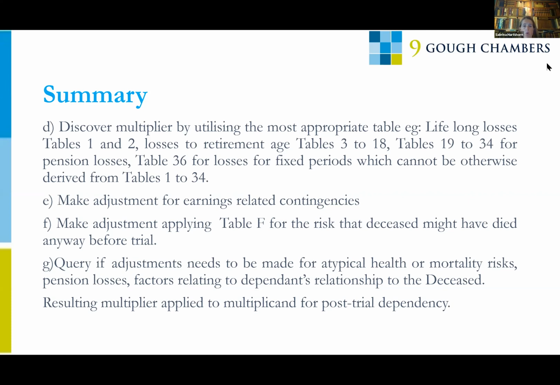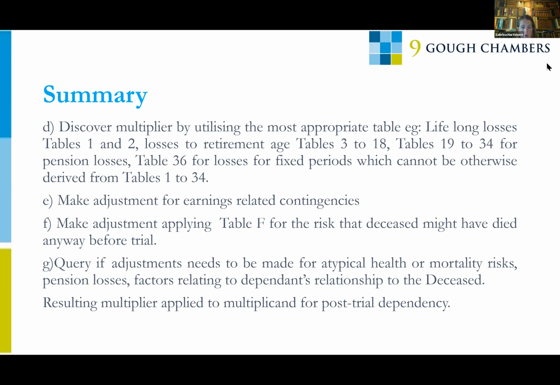So just going back to the summary, you're to make adjustments for earnings related contingencies. Then you're also to make an adjustment applying table F, and then you are to query if adjustments need to be made for atypical health or mortality risks, pension losses, factors relating to the dependent's relationship to the deceased. And from then you will have your resulting multiplier, and you can apply that to the multiplicand for post-trial dependency.